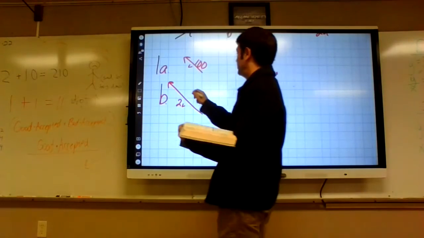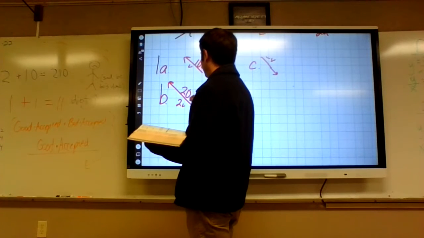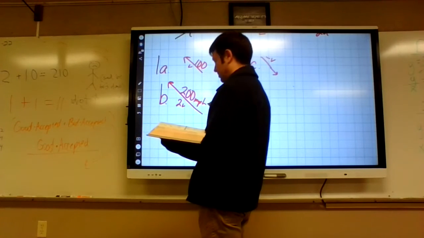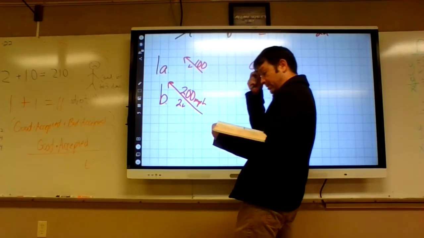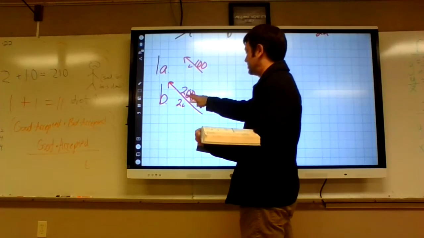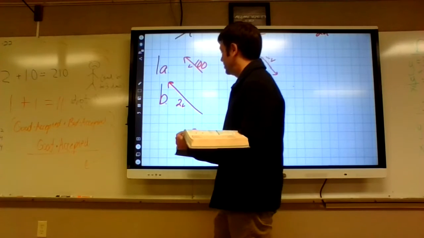Did they want you to label this? It didn't say anything about labeling. I think it did. Sketch an arrow, and tell what the velocity is. It didn't say label. Oh, we do have to say 200 somewhere.